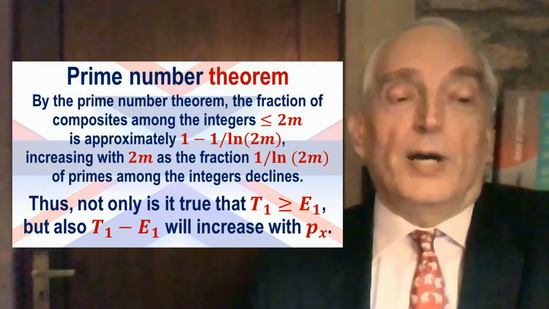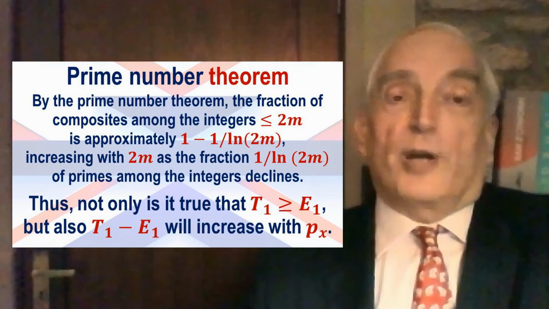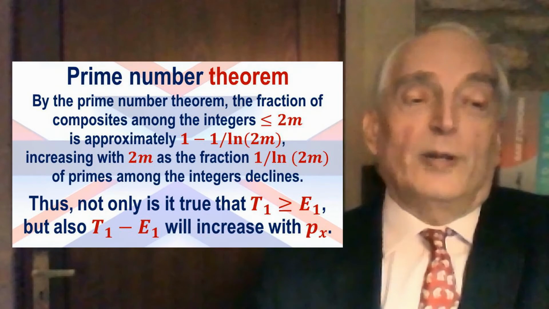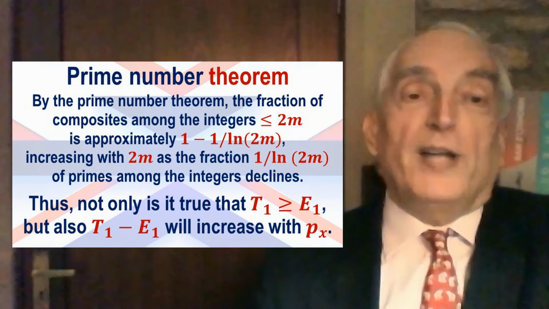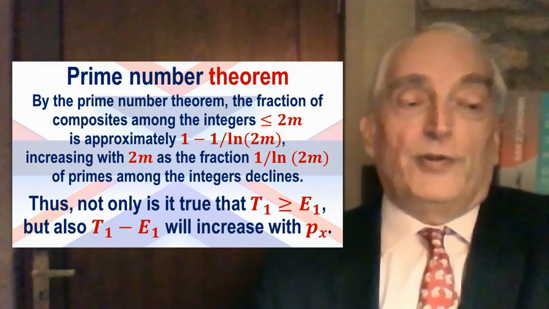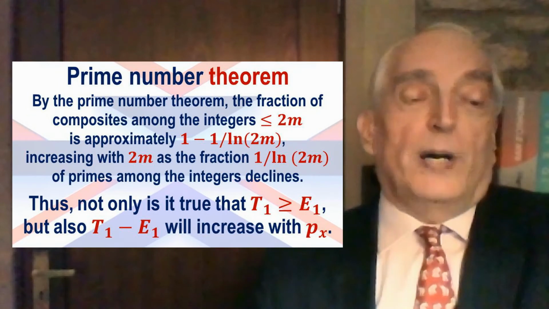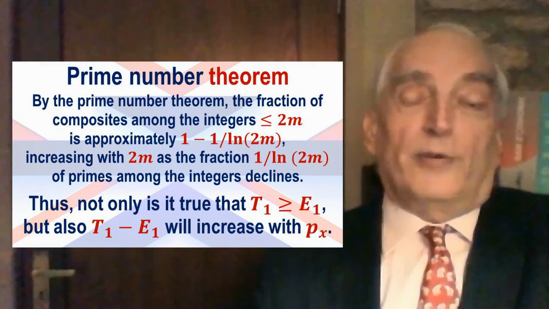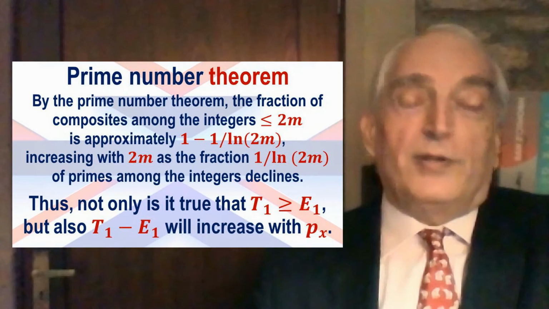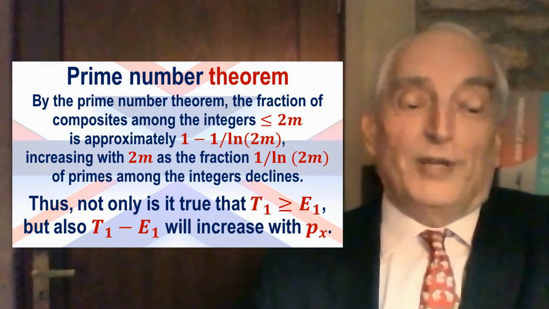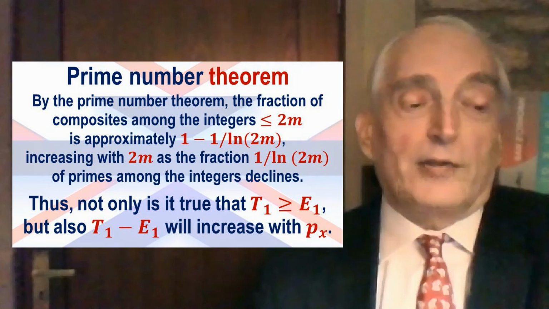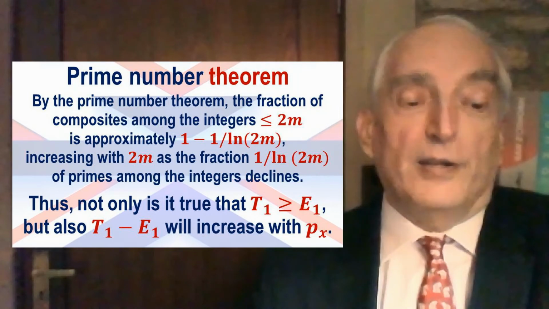Now the prime number theorem shows that the fraction of composites among the integers less than or equal to 2m is approximately 1 minus 1 divided by the natural logarithm of 2m, and that will of course increase with 2m as the fraction 1 divided by the natural logarithm of 2m of primes among the integers declines. Thus, not only is it true that T1 will be greater than or equal to E1, but also that the difference between T1 and E1 will increase as Q and M and Px increase.